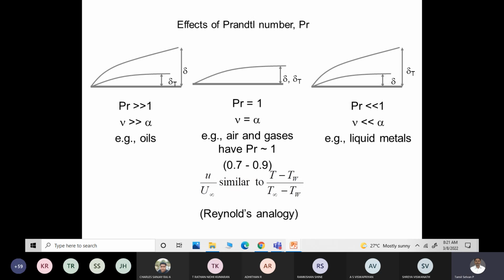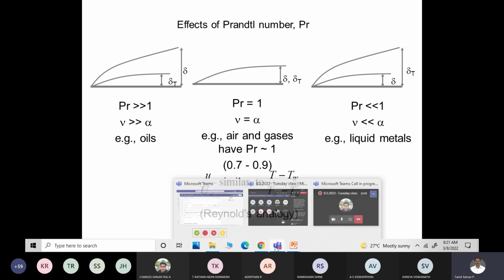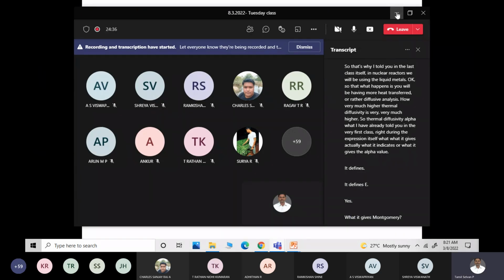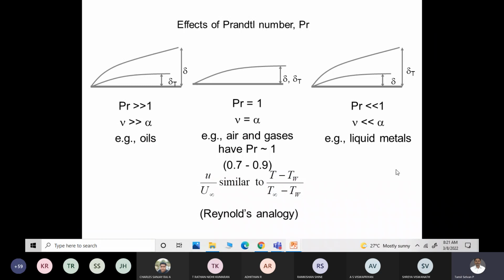It defines the... yes, what does it give? Thermal diffusivity value. Anyone? All of you are there or not?